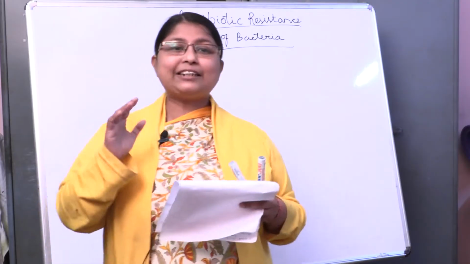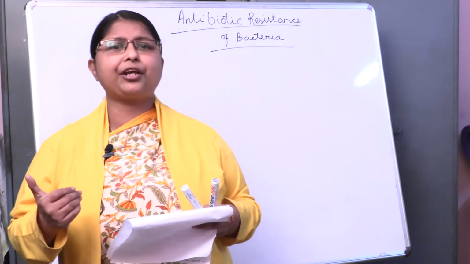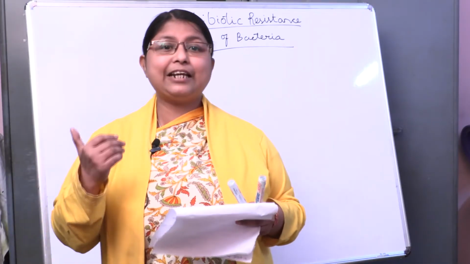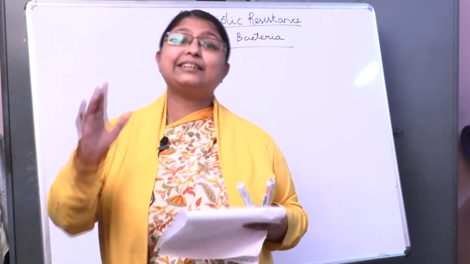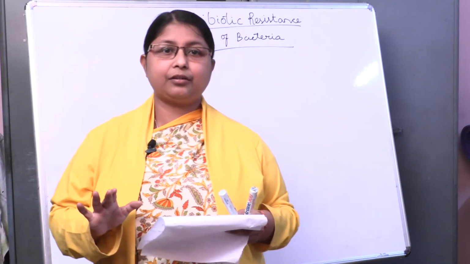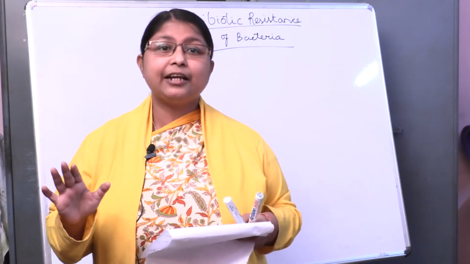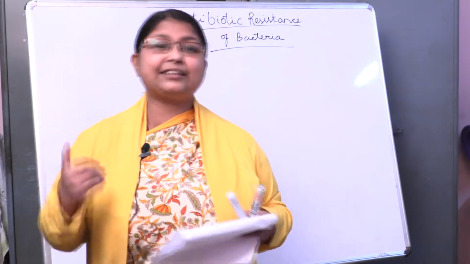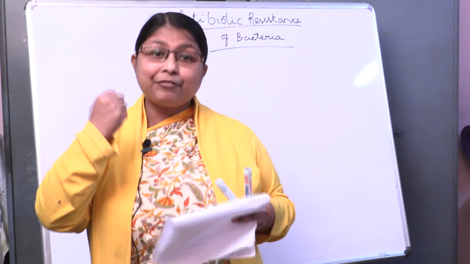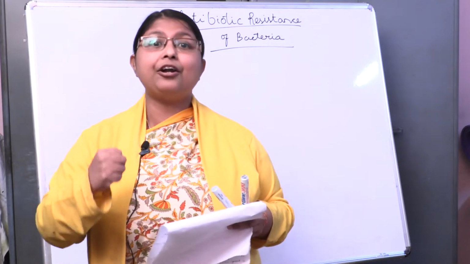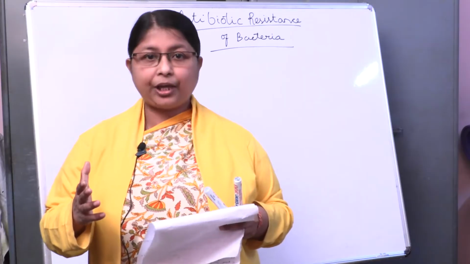So, what happens to the bacteria? What is this antibiotic resistance that I am talking about? When a bacteria is killed by the antibiotic, it is said to be sensitive to the antibiotic. Now, what happens when the bacteria is not killed? It is said to be antibiotic resistant, because the bacteria is able to protect itself from the drug. Antibiotic resistant it becomes.